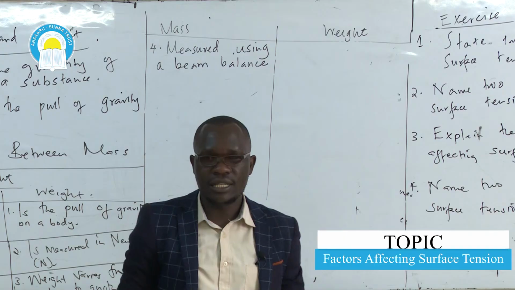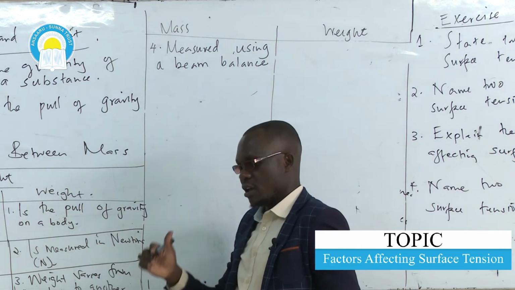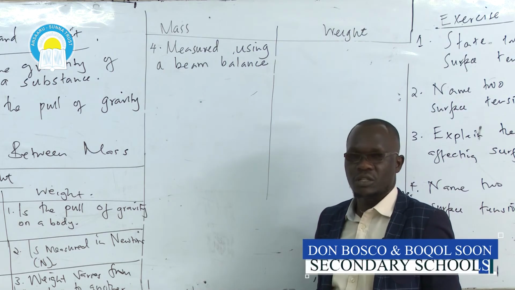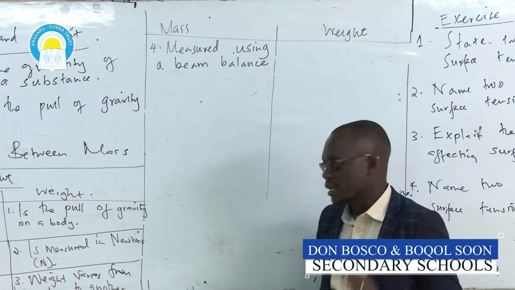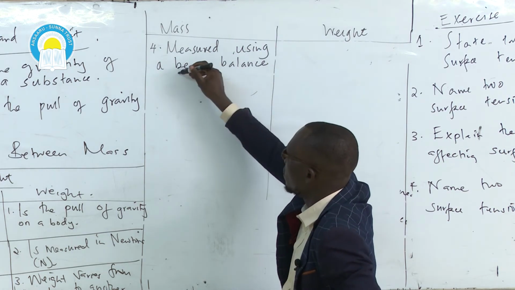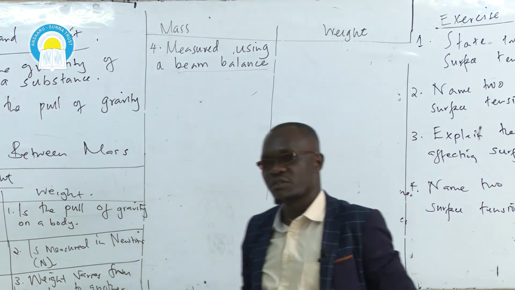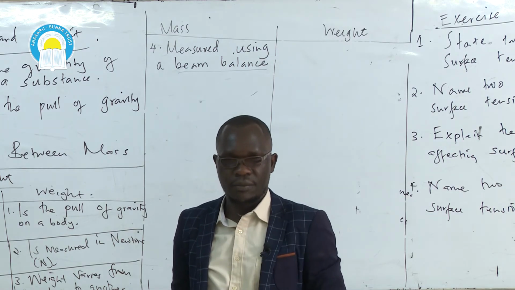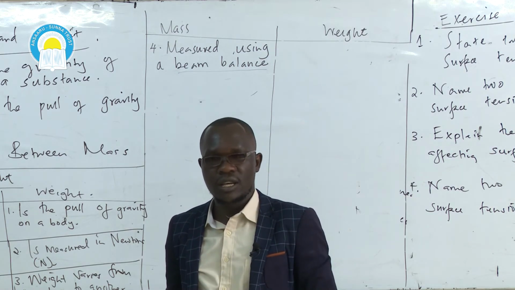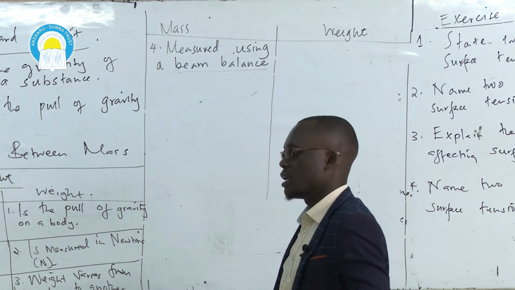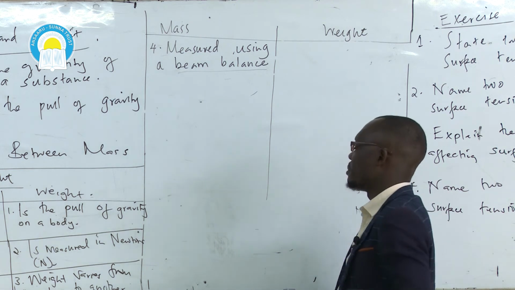I think we learned that in the measurements topic, our previous topic on measurements. We learned about mass, and we said there is an instrument used to measure mass. Mass is measured using an instrument called a beam balance. We talked of the types of beam balance. We said we have 2 types of beam balances, 2 categories: mechanical beam balances and electrical beam balances. I hope students, you still remember that.